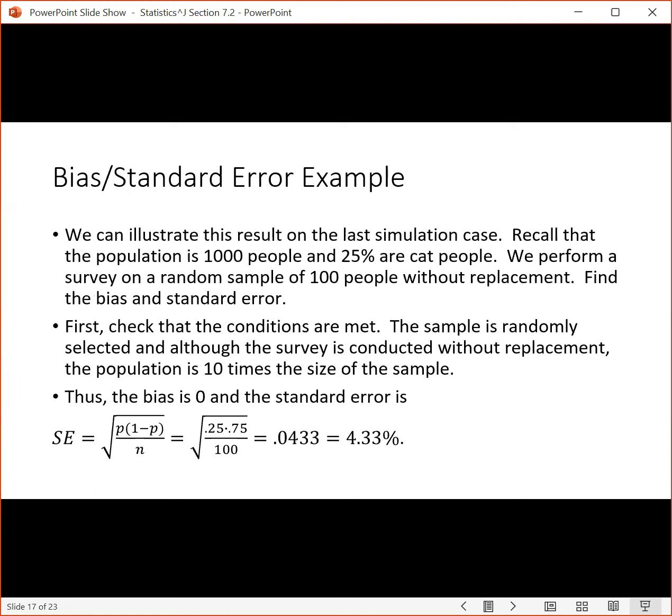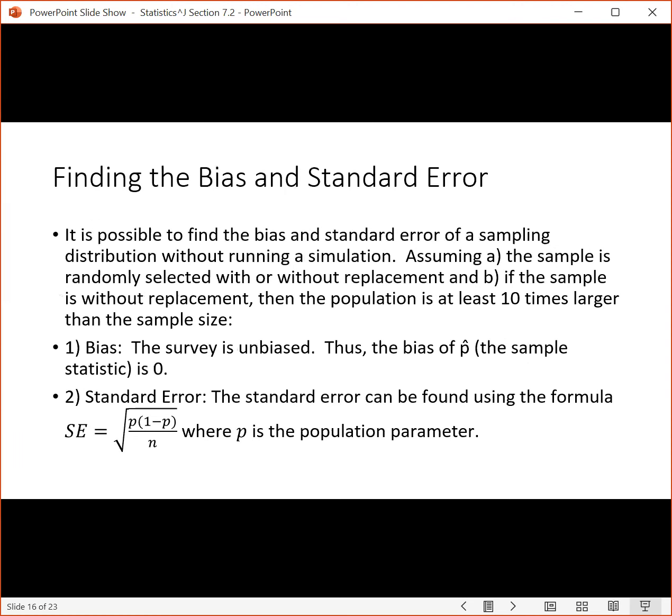First, we have to check that the conditions are met. So the sample is randomly selected. You want to read through here and find where it says that. The survey random sample. If random sample is not in the description here, then you cannot use the result that we just looked at. You can't use this previous slide. Assuming the sample is randomly selected, that's condition A. The randomly selected part is the important part of A.